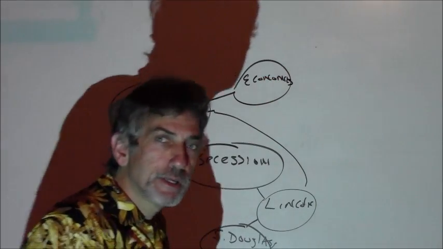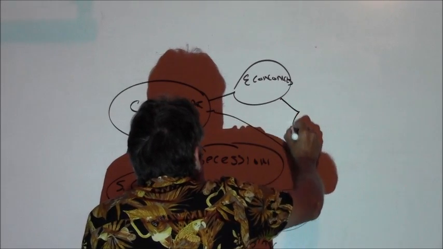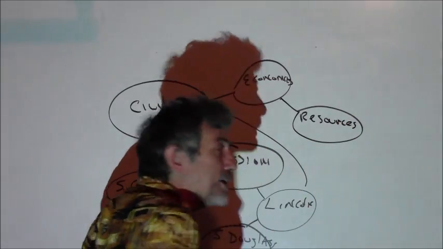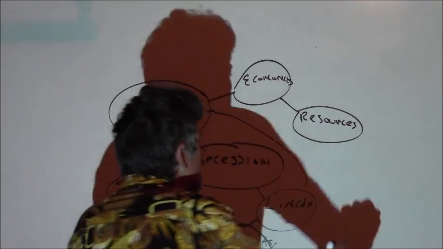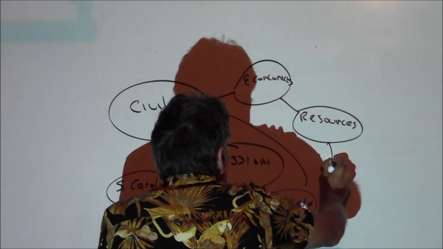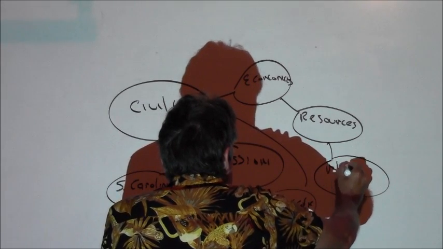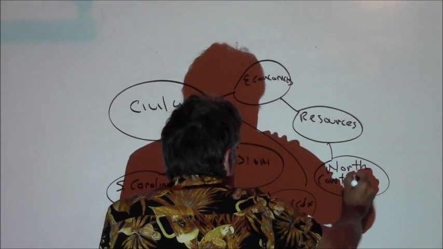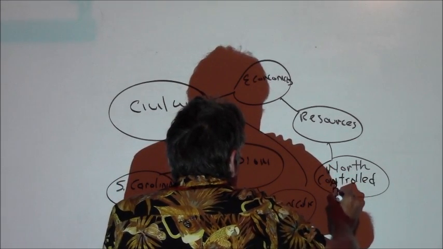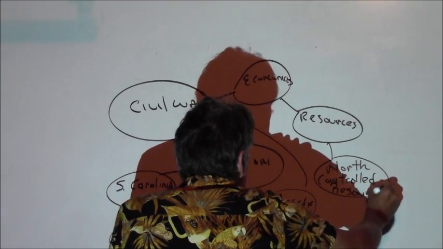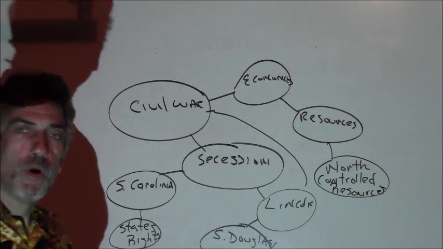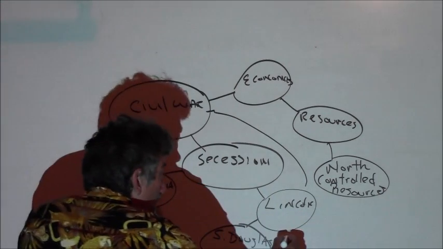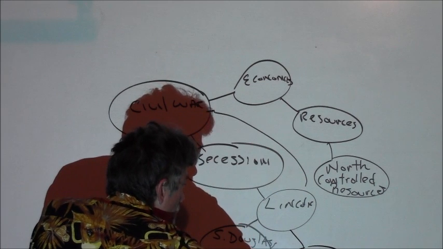And with economics, I can put resources. Now if I choose, I can write the North control the resources. I can do that. Or I can flip it again. For Lincoln, I could write Republican.